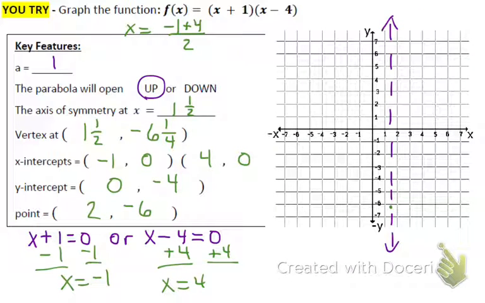All right, so I plotted the vertex 1 1/2, -6 1/4. The axis of symmetry, x equals 1 1/2. X-intercepts, -1, 0, and then also 4, 0. And we did an additional point at 2, -6. If we want to reflect that across the axis of symmetry, we can. And now we'll connect those for our parabola.